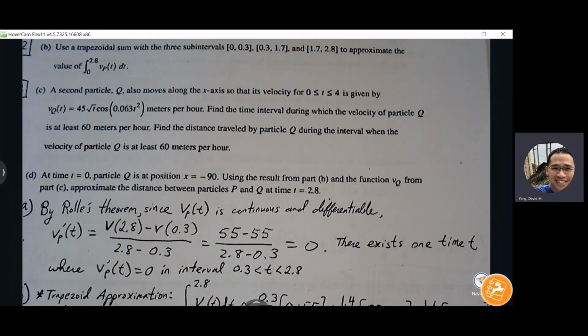Part B, use trapezoid sum with 3 subintervals to approximate. So trapezoid area, make sure you memorize this: 1/2 width, height 1 plus height 2. Your width information comes from the first row. Your height information comes from the second row.